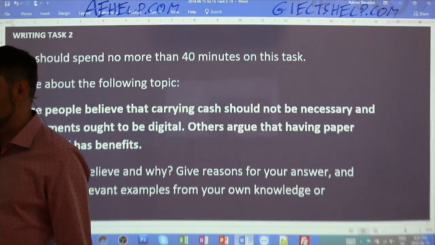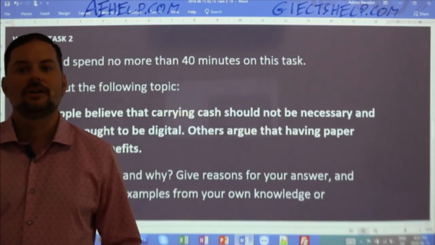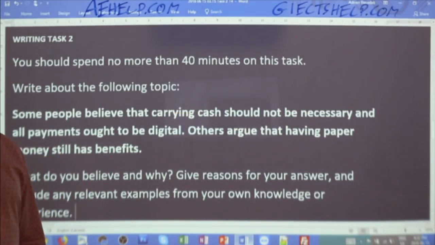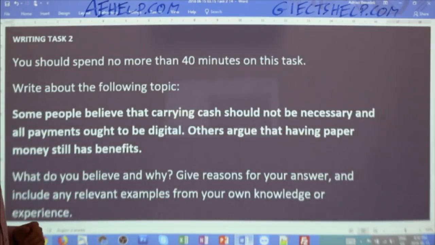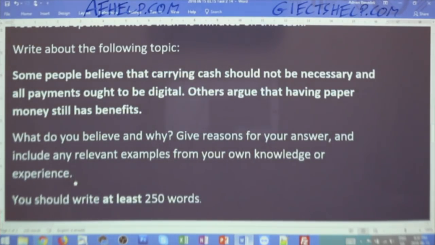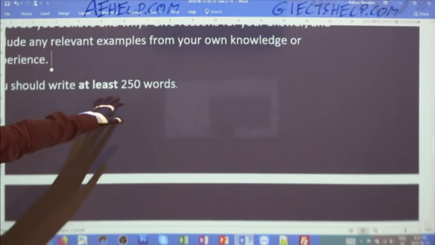All right, so let's get right into the lesson. Writing task 2. Thank you, Vidya, for that. Okay, girls and guys, so writing task 2. This is the question. You should spend no more than 40 minutes on this task. Write about the following topics. Some people believe that carrying cash should not be necessary and all payments ought to be digital. Others argue that having paper money still has benefits. What do you believe and why? Give reasons for your answer and include any relevant examples from your own knowledge or experience. You should write at least 250 words. There you are.